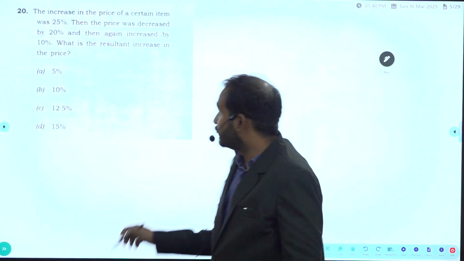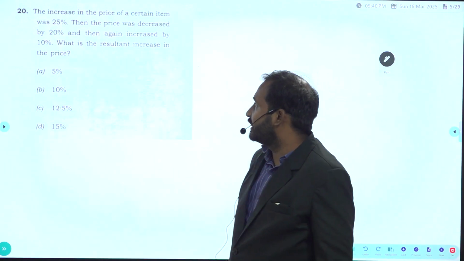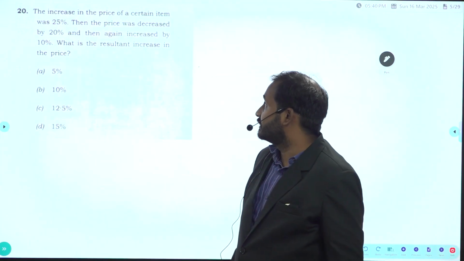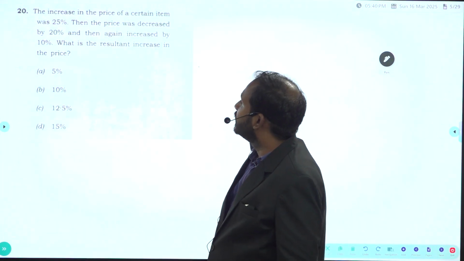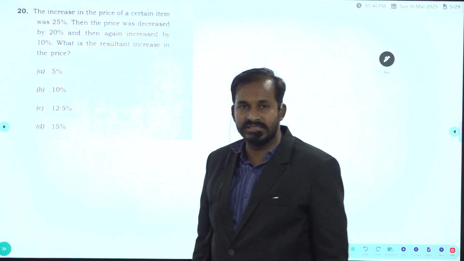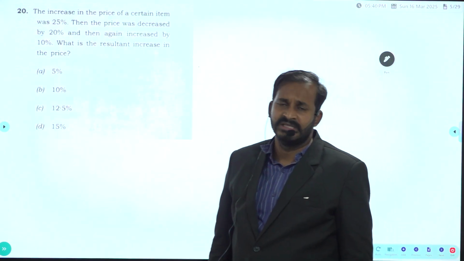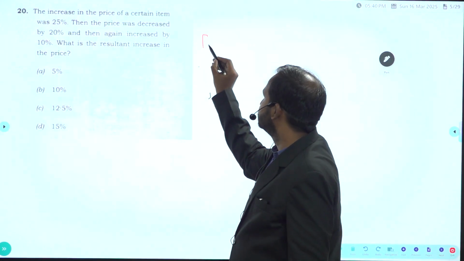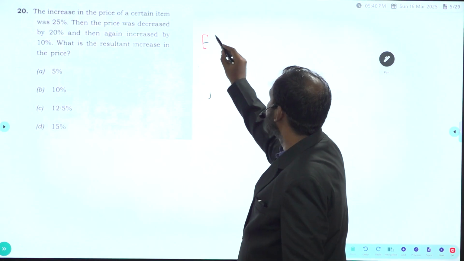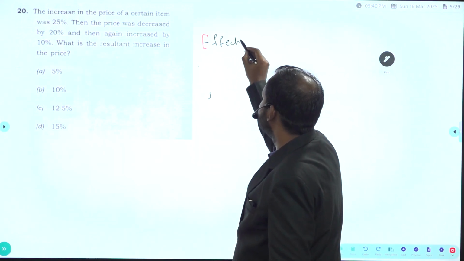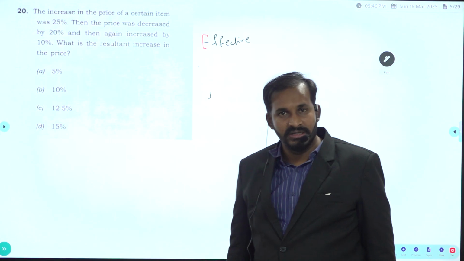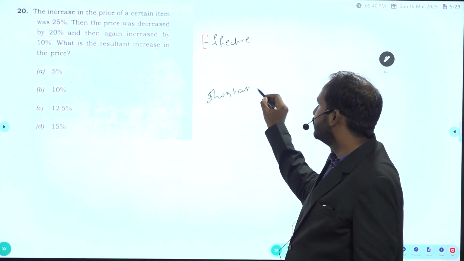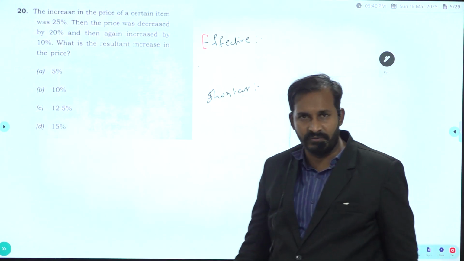So if you see this one, the increase in the price of certain item was 25%, then the price was decreased by 20%, then again increased by 10%. What is the resultant increase in the price? This is our question. See, you can solve this one in two methods. One is by effective percentage. We can use the concept of effective percentage, and the other one is a shortcut method for this one. We will see both the methods for instance, and we will try to get the answer for both of them.